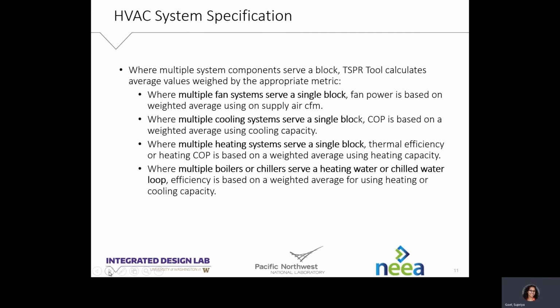Where multiple system components serve a block, the tool calculates average values weighted by the appropriate metric. For example, where a block is served by multiple fan systems, the tool calculates a weighted average fan power, which is based on the supply air CFM. Similarly, if multiple cooling systems serve a single block, the tool calculates a weighted average COP based on the weighted average cooling capacity. Similarly, for heating systems, the tool calculates a weighted average heating COP based on the heating capacity.